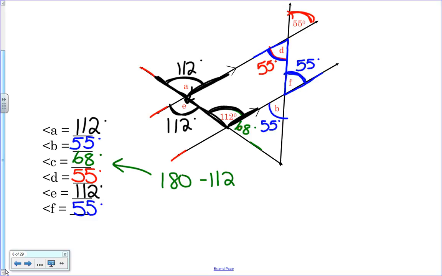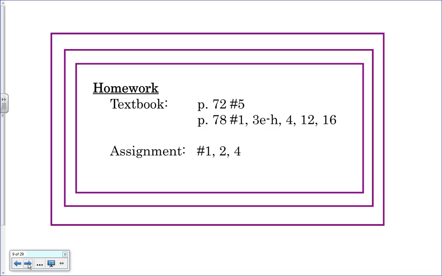Okay. So guys, now it's time to practice. Please, please, please make sure that you go into your textbook and you try page 72 and page 78. After you've done those questions, if you don't have any questions with them, no problems, move on to your assignment and you can start doing 3 questions on your assignment. So number 1, 2, 4.